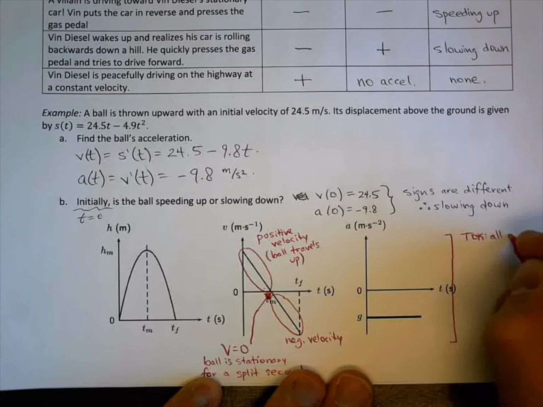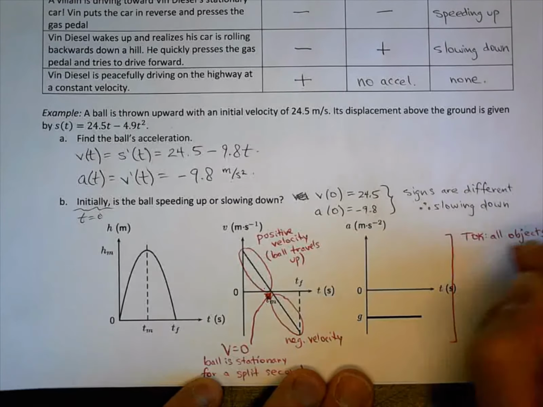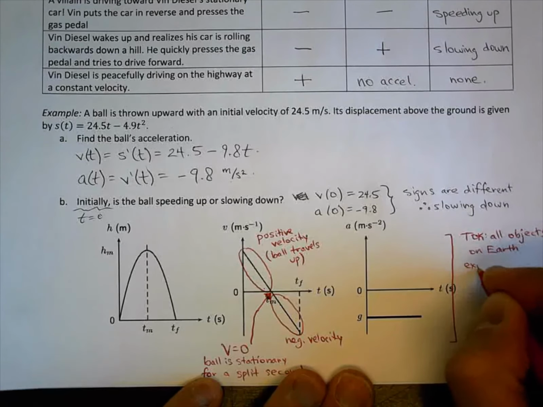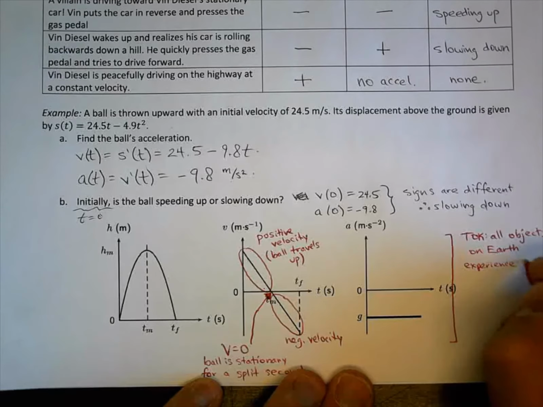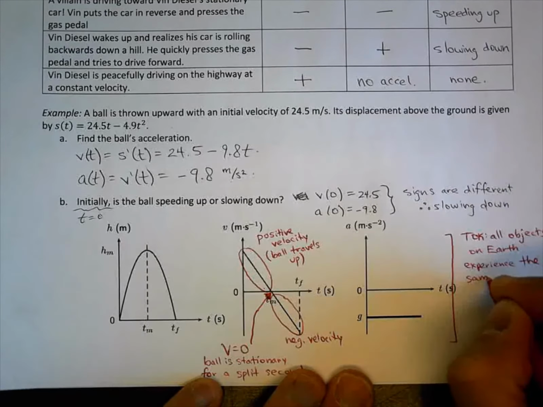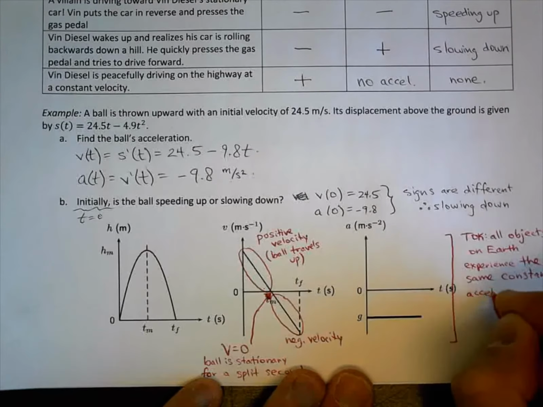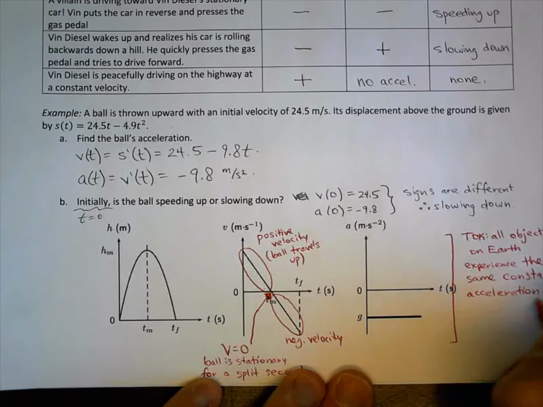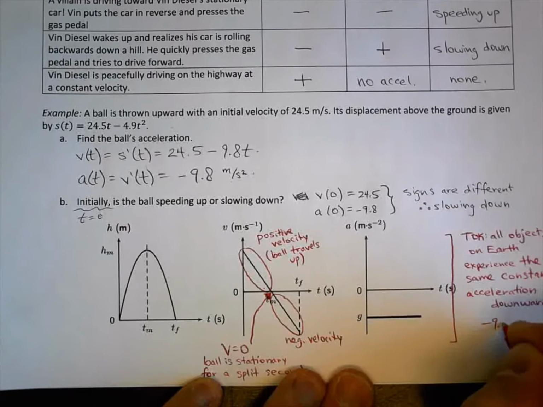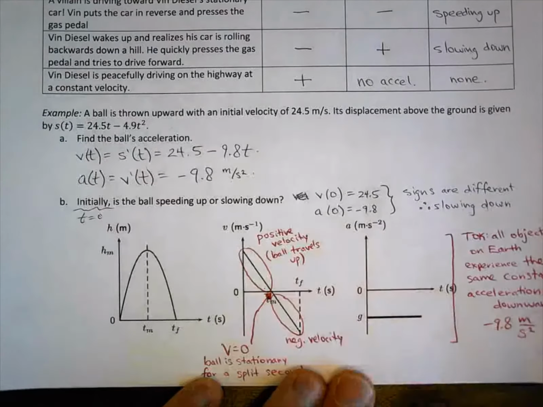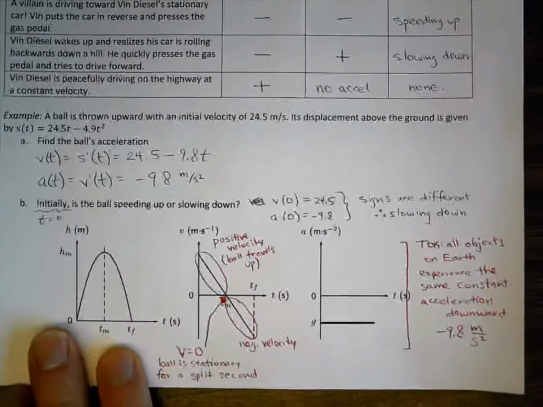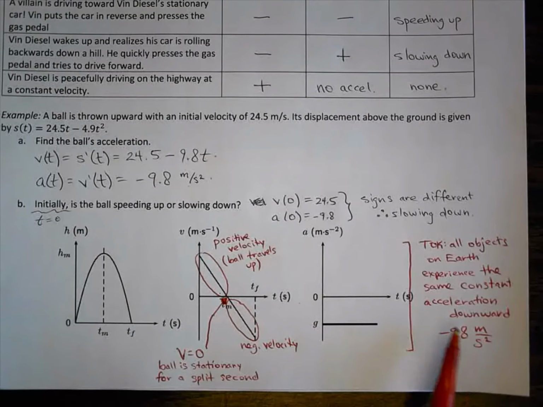All objects on Earth experience the same constant acceleration downward. And that's negative 9.8 meters per second squared. That's something that in physics we make a big deal about, but all objects accelerate at the same rate.